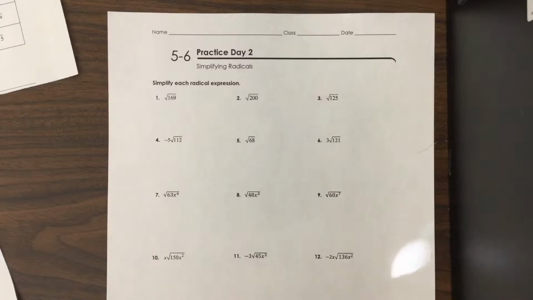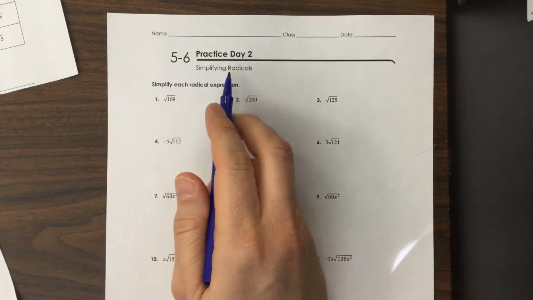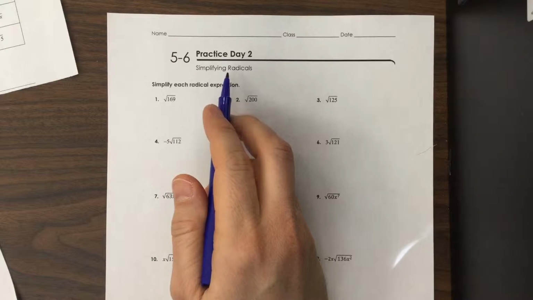Okay, this is homework help for 5-6. Practice day 2 with simplifying radicals. All right, let's do the odds together.